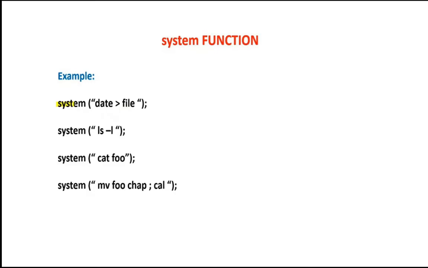Just here, I am going to call the system function, and in that I want to execute the command date, where the output of date will be redirected to the file there. Then I am executing the command ls -l, so this command will be sent as a parameter to our system function. Next is cat foo. Here I am executing the cat foo command, then the move command I am going to execute here.